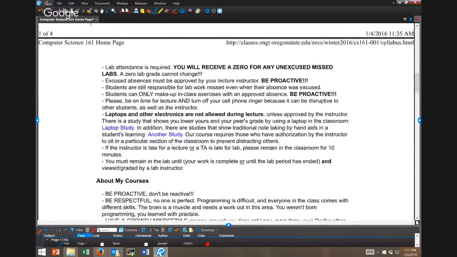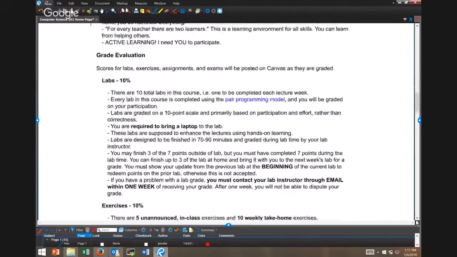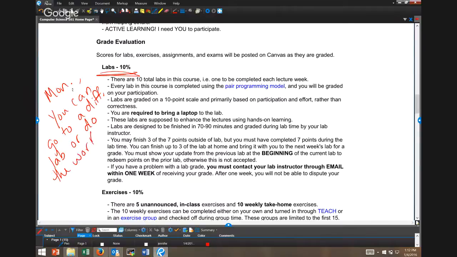So come down here. If we're talking about labs, they're 10% of our grade. They happen weekly. Monday has already been canceled, and so Monday labs, you can go to a different lab or do the work on your own.